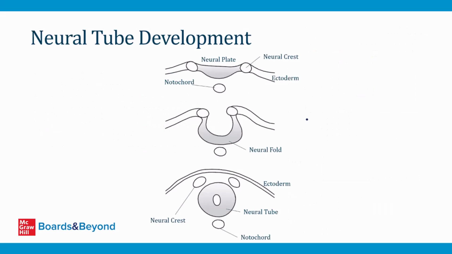And just to make this even more clear, here's another little cartoon to remind you that the notochord sits below the ectoderm. It's part of the mesoderm. It's going to tell the ectoderm to form into the neural plate and also the neural crest. Then you're going to get folding of the neural plate, and then finally you'll end up with the neural tube with neural crest cells on the side of it and the notochord below it, and the notochord will go on to become the nucleus pulposus of the intervertebral discs.